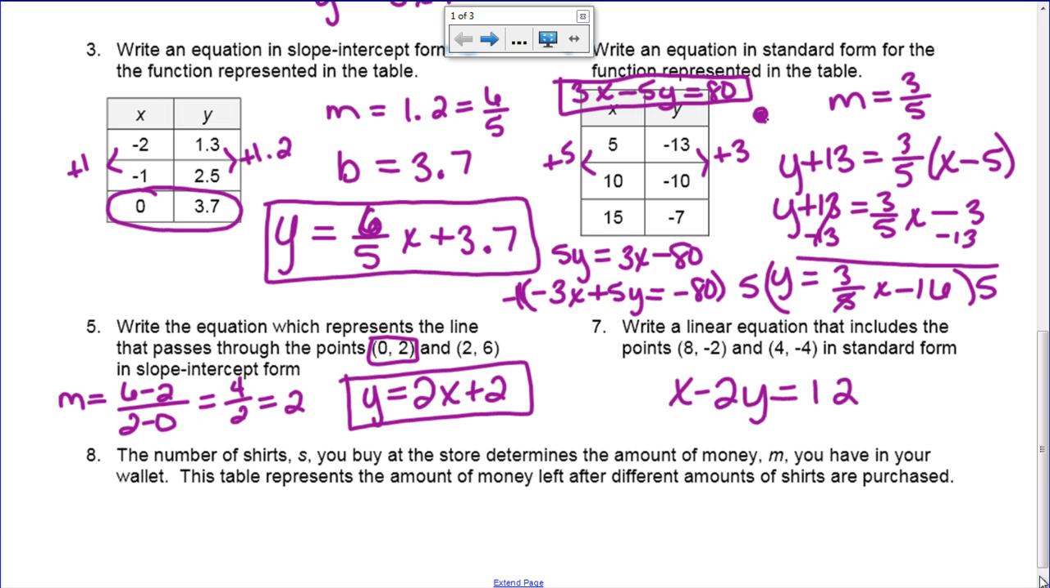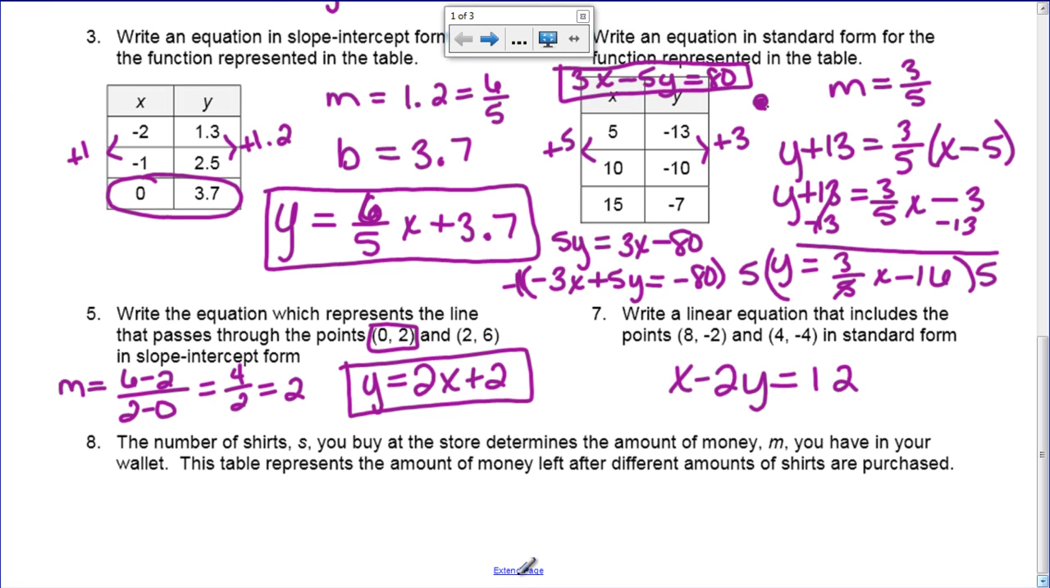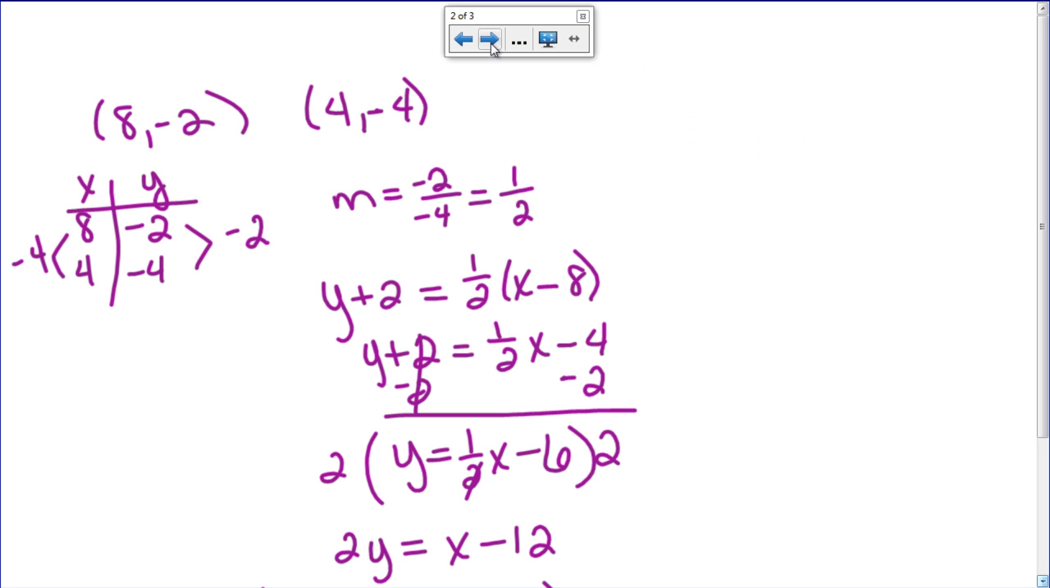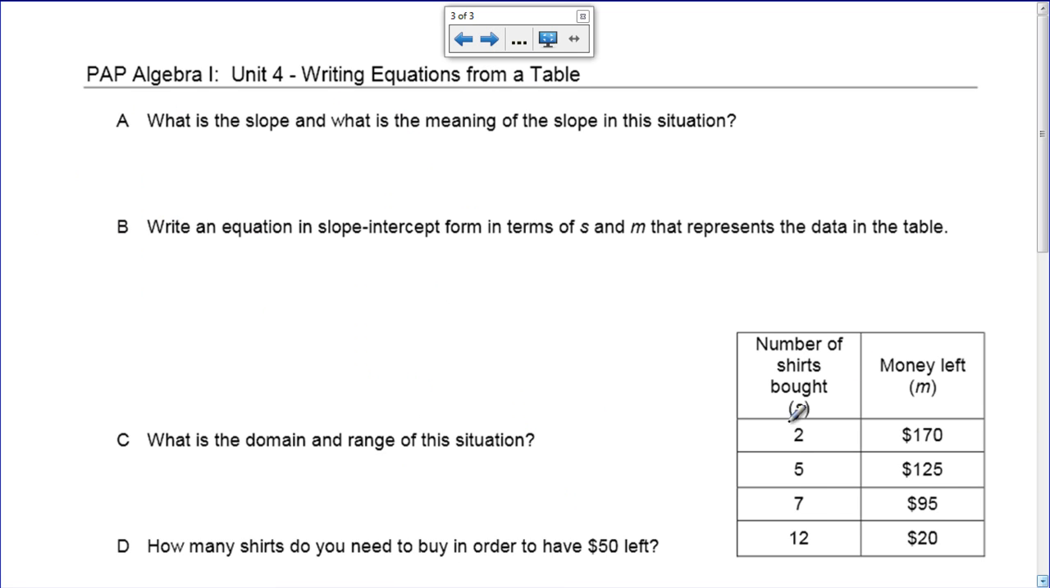So number 8. Number 8 says the number of shirts you buy at the store determines the amount of money you have in your wallet. This table represents the amount of money left after different amounts of shirts are purchased. I think that my table happens to be over here, so the problem and the table aren't on the same page. I apologize for that. That should not have happened. So we're going to go on the back.